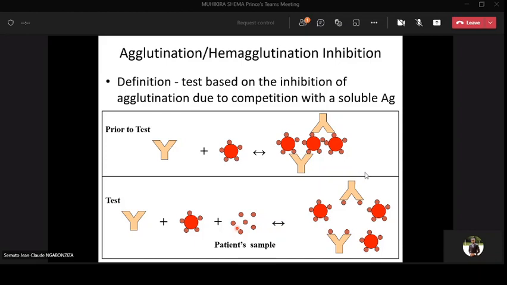As we said, this is indirect. Why indirect? Because these tests use antibodies to detect antigen, but you are not really seeing the antigen, but missing the agglutination in here.